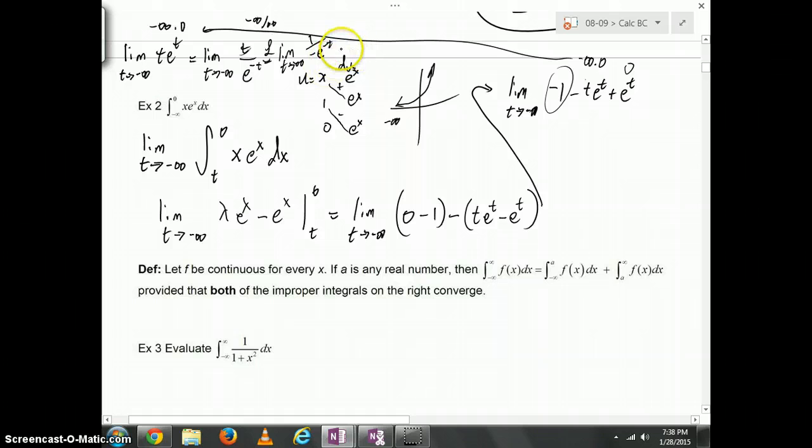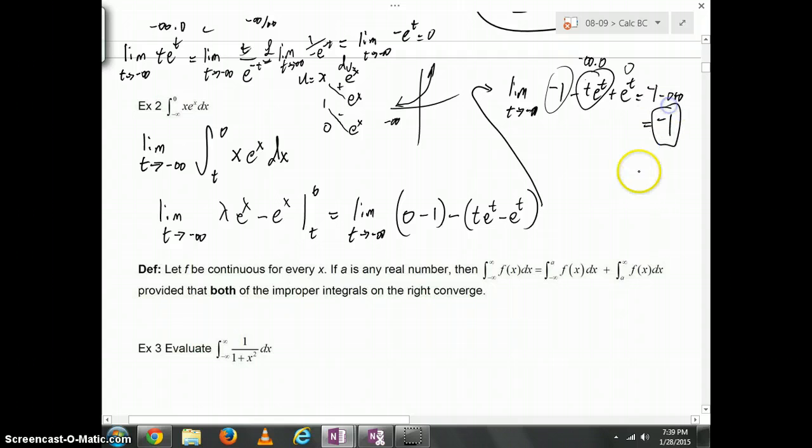Now, of course, from here, we could even bring that e to the negative t back up if you would like. We could say very quickly that this limit then would be equivalent to a negative e to the t, which would, of course, arrive at 0. So in the end, this limit, this middle section, is going to arrive at 0 also, and we'll have this integral arrive at -1. It does, in fact, converge. So it's going to converge.